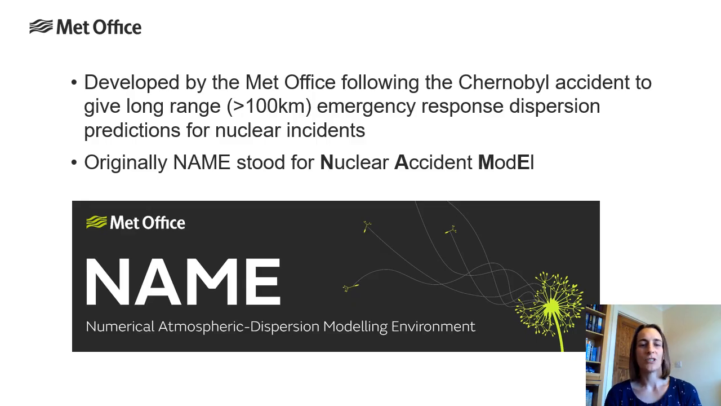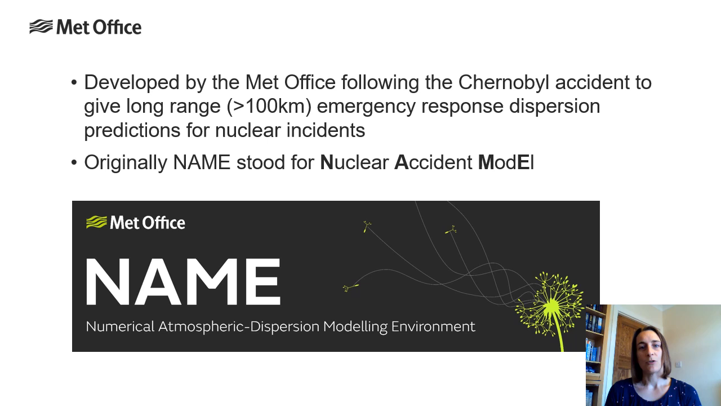So the NAME model was originally developed by the Met Office following the Chernobyl nuclear accident in the 1980s, which revealed the need to be able to predict the dispersion and transport of material over scales of about the size of Europe from such an accident. And lots of other centres developed models at the same time.